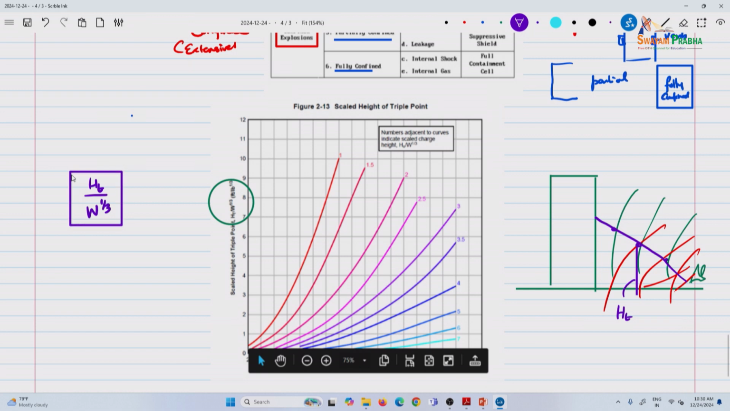And I think this is the Z value, I do not quite have it, but there is a curve. So, the number indicates the scaled charge height. I will have to see what was there, but there is this figure 2.13 you can look up. This is in UFC 340.